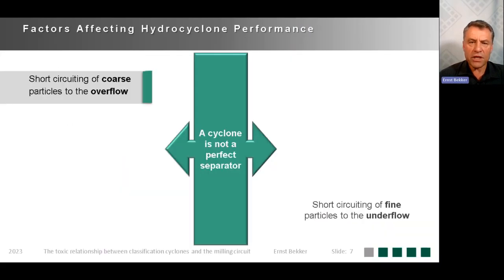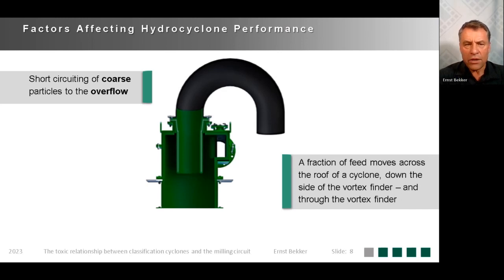Factors that are affecting the hydrocyclone performance. In the client's mind, the separation needs to be perfect. Unfortunately, that's not the case. You have some short circuiting of coarse particles to the overflow and some fine particles to the underflow. The coarse particles reporting to the overflow happens as the feed enters the inlet of the cyclone. A portion of the material stays on the roof or the top of the cyclone, and then it moves down next to the vortex finder and it escapes. There seems to be a boundary layer next to the vortex finder that has a downward movement and that's not rotating or participating in the classification process.